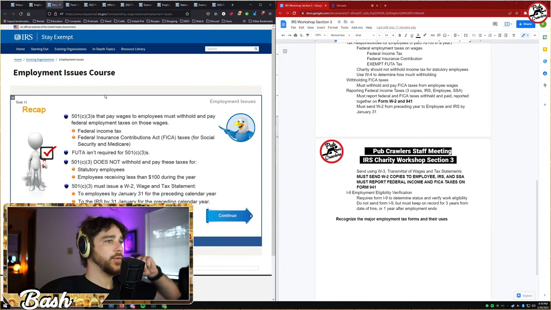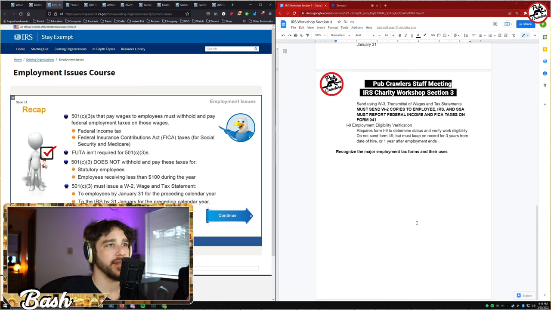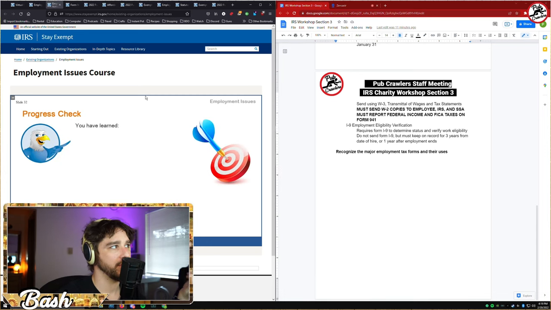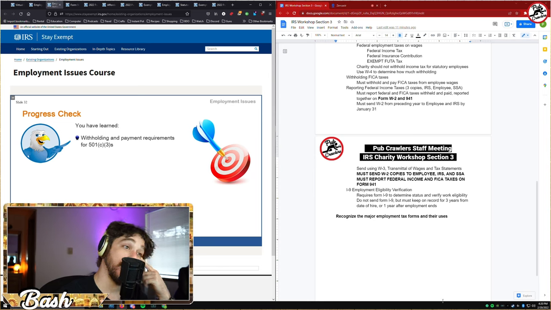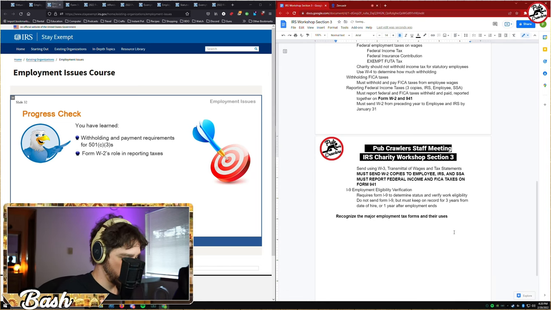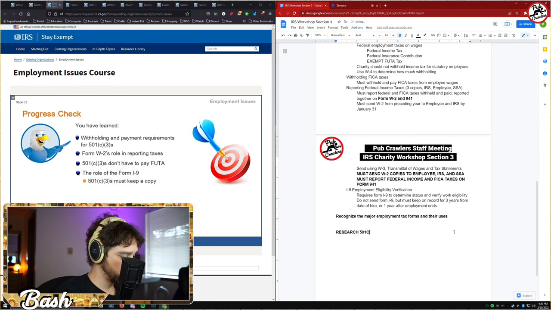Well, actually, here. So we're going to go on to the last section, which is recognize the major employment tax forms and their uses. So we can just burn through this real quick. 501c3 is a required progress check we're already familiar with. I am going to put a note in here for myself to research this. Yeah, I should probably do the same. And that form I-9 is required and must be retained by 501c3.